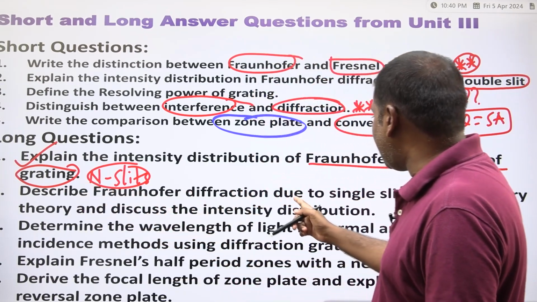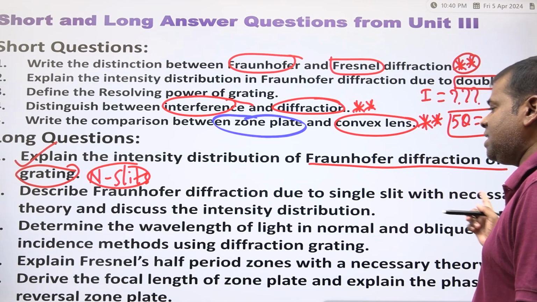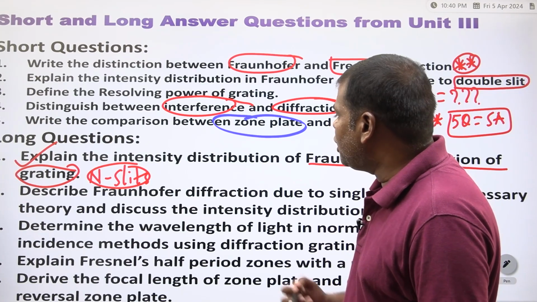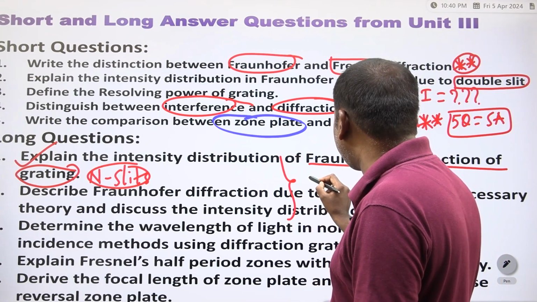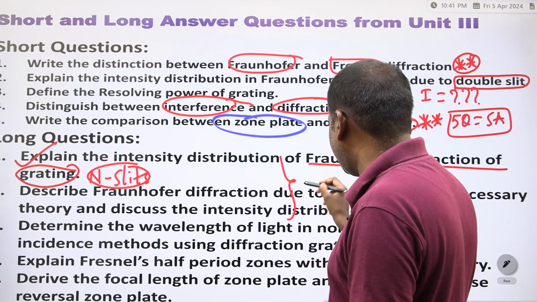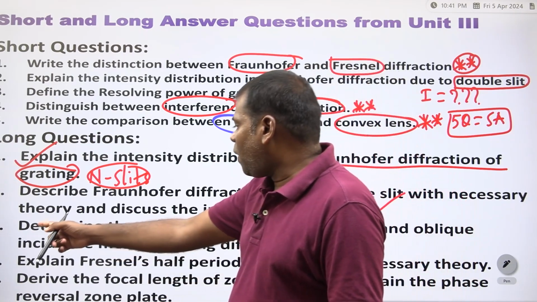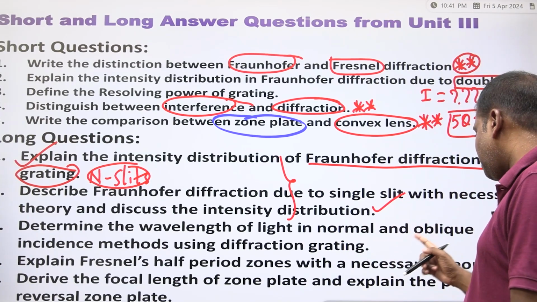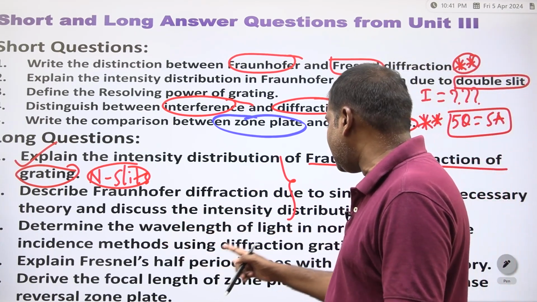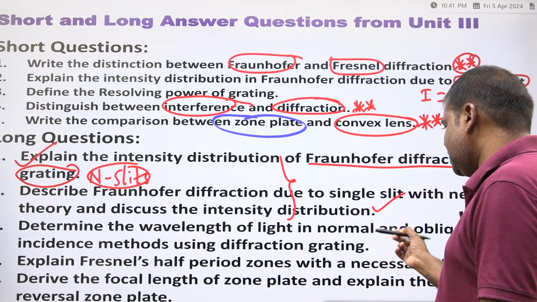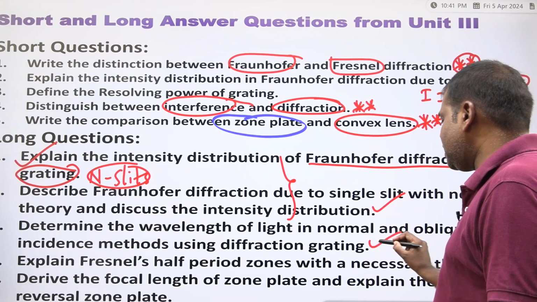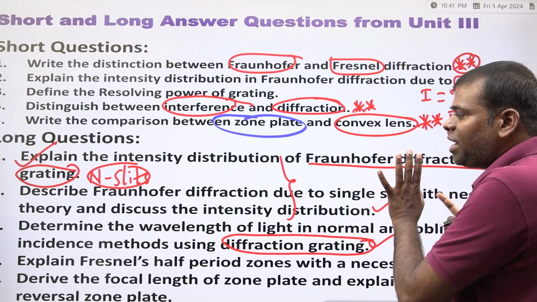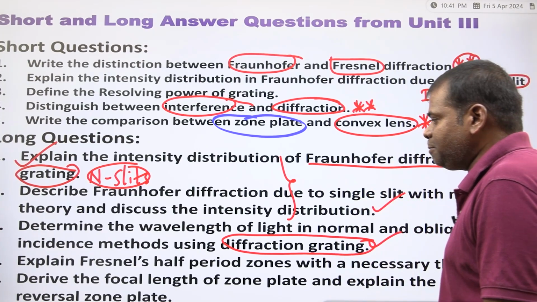Describe the Fraunhofer diffraction due to the single slit with the necessary theory. Discuss the intensity distribution. These are the 2 questions I made from Fraunhofer diffraction only. Second part. Now you have to see the third question. Determine the wavelength of light in normal and oblique incidence method using the diffraction grating. This is the third one. Diffraction grating, normal and oblique incidence. In the laboratory also this experiment is there.